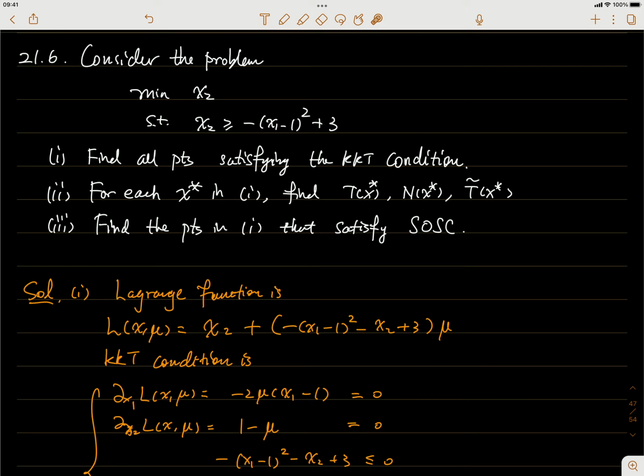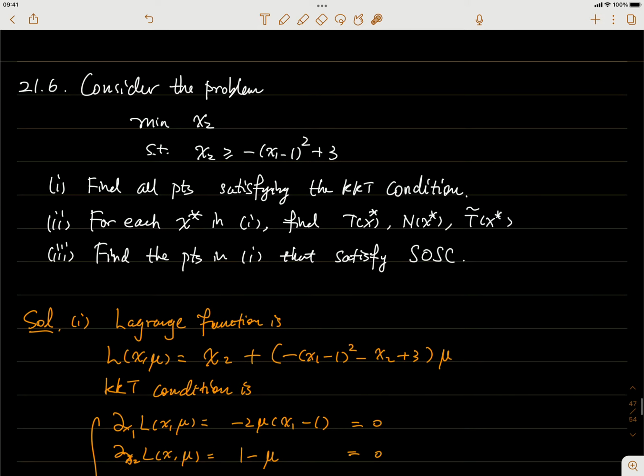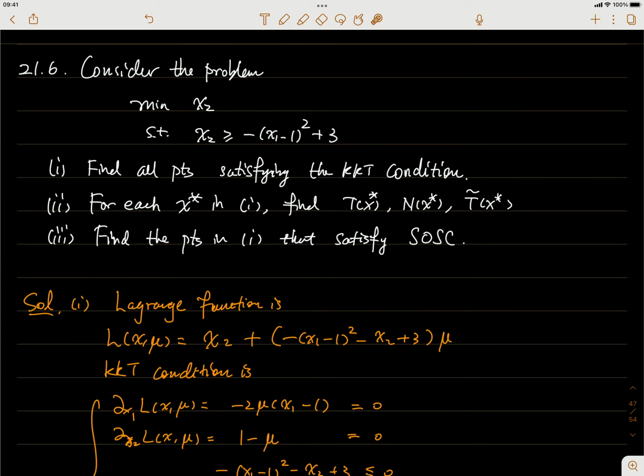Second, for each x star we find in question 1, find the corresponding T(x star), N(x star), and T tilde(x star). The third one is to find the points in one that satisfy the second order sufficient condition. Actually, these are very typical steps that we do when we see an inequality constraint problem. So let's see how to do this step by step.